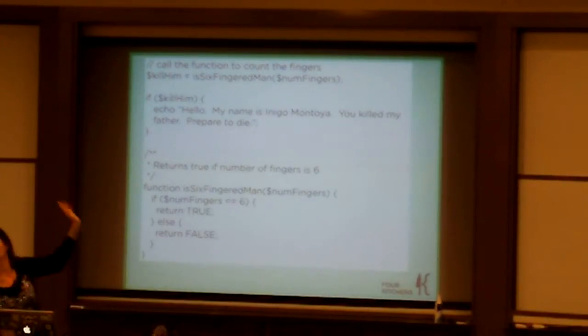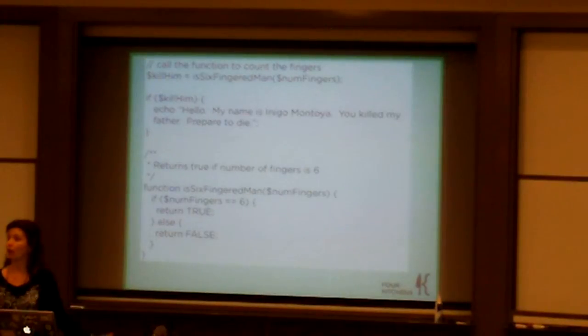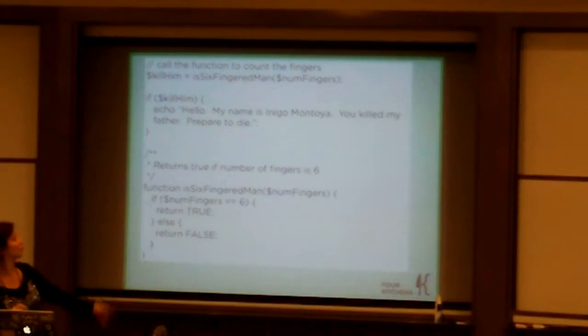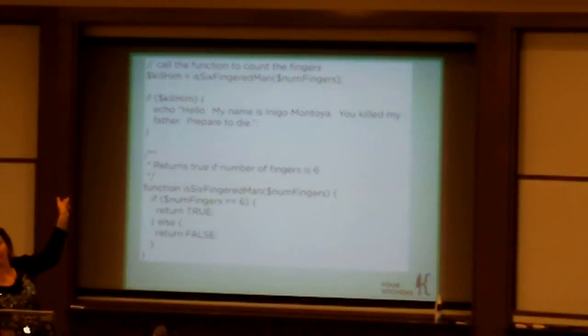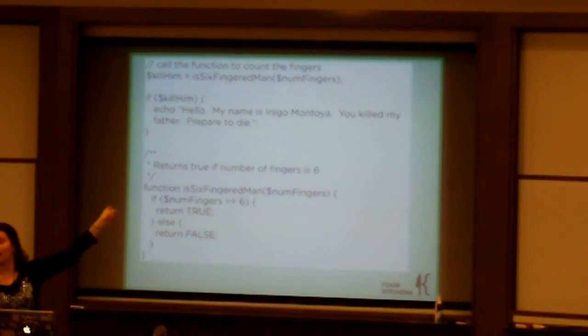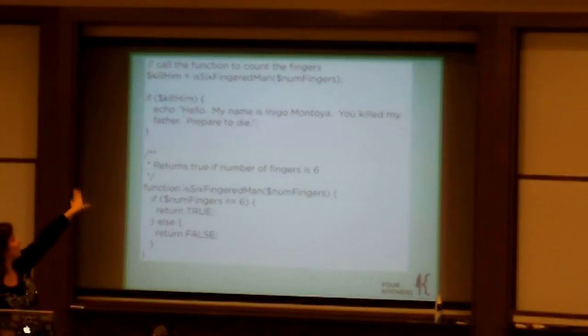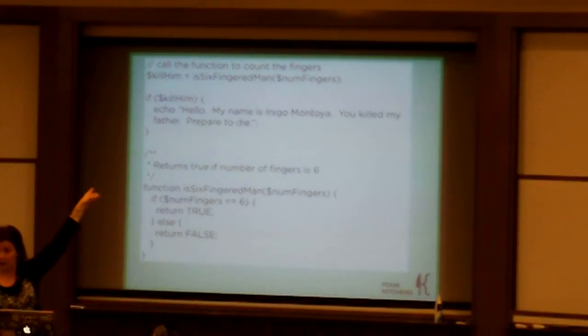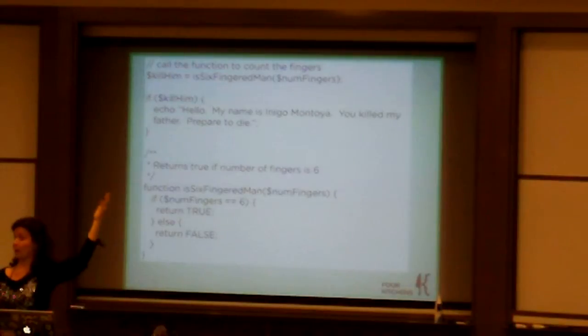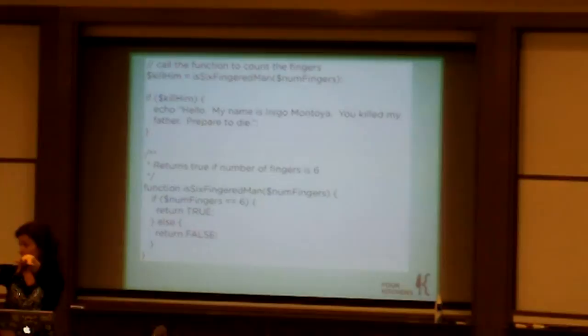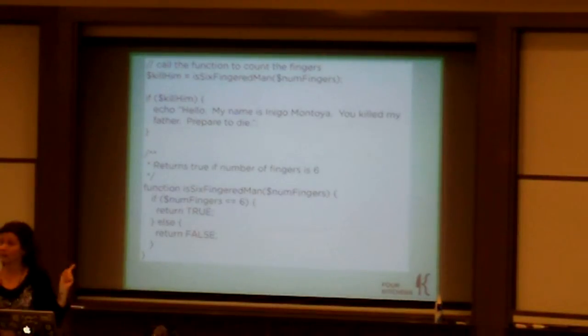This double slash is just another way of making comments, okay? You saw the asterisk slash, this is a way of making comments. So I have made the variable kill him equal to whatever that function returns. You can make variables equal to strings, equal to whatever. In this case, this function, six-fingered man, is going to return a value. When it's all done with its work, it's going to say, here you go, here's my answer, and the variable kill him will now hold that answer.